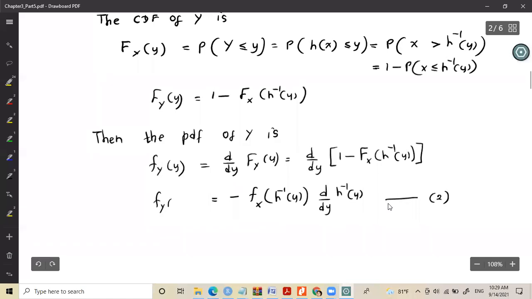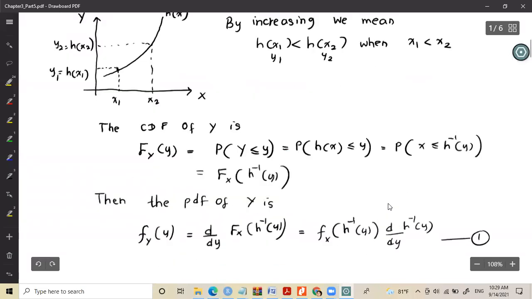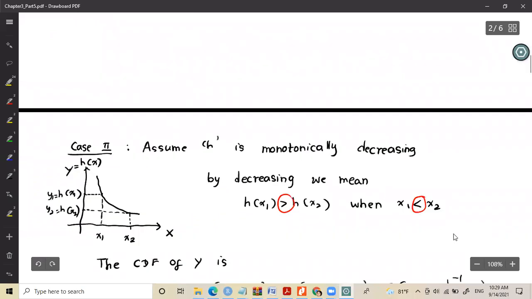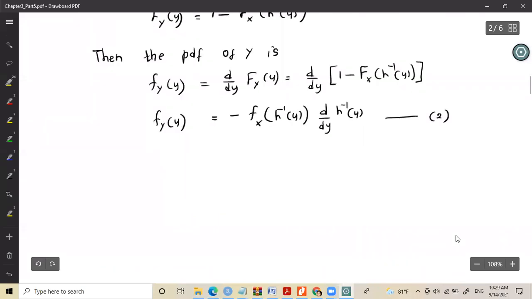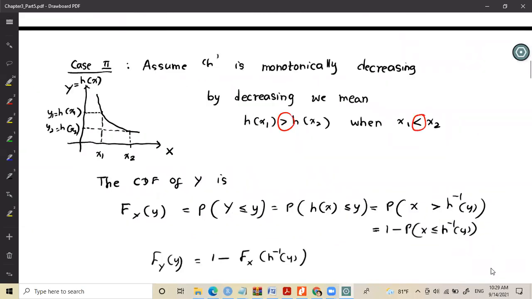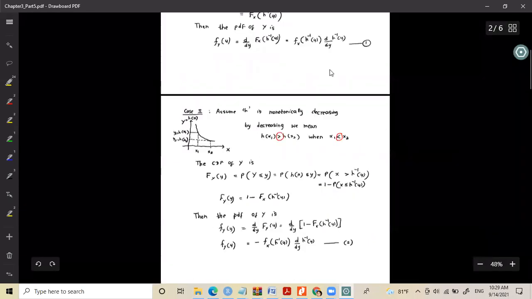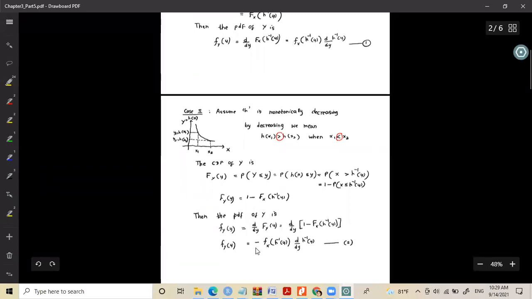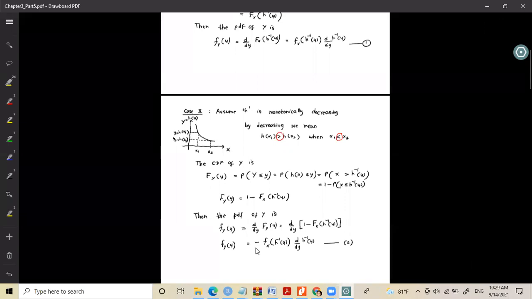Now you have two possibilities for f_Y. When the function is increasing, you have the first result. When the function is decreasing, you have the second result. Now, if you compare the first and the second results, the difference is just a minus sign. Okay, one minus sign, that is the difference. Now where are we going to include it? That's the next question.